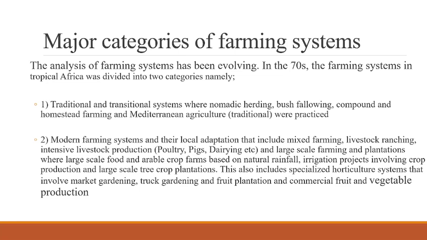livestock ranching, intensive livestock production, for example, poultry, pigs, dairying, and large-scale farming and plantations, where large-scale food and arable crop farms based on natural rainfall irrigation projects involving crop production and large-scale tree crop plantations. Yes, this also includes specialized horticulture systems that involve market gardening, truck gardening, and fruit plantation and commercial fruit and vegetable production. Modern farming systems were introduced based on specific extensive research that has been done in specific areas.